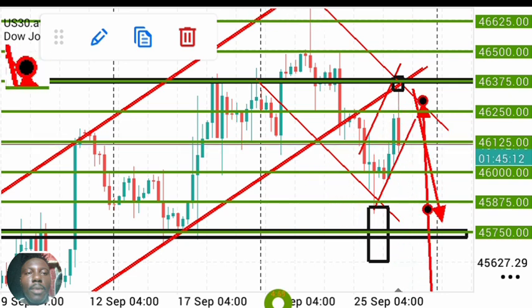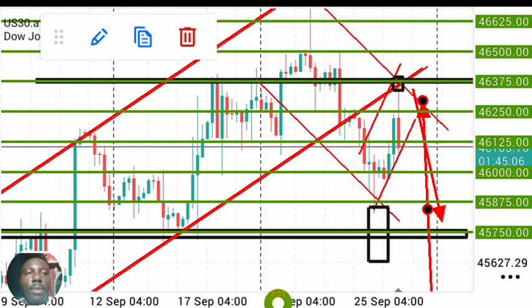US30 is going to be selling next week. So any retracement you see on US30, just know that it's just a retracement and it's going to continue to the downside. So this is everything I have for you on US30. US30 is going to be selling.